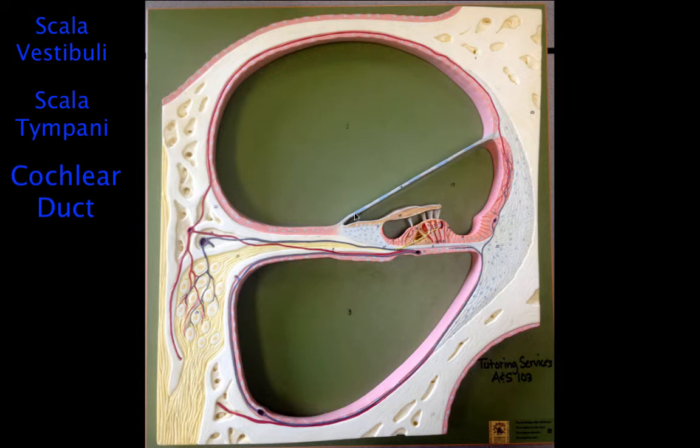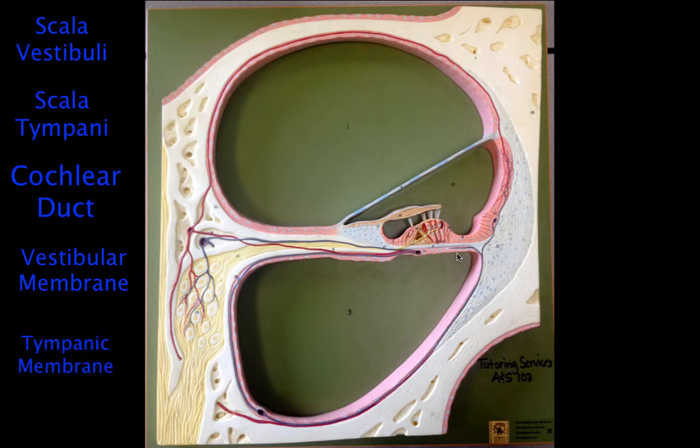Name this membrane right here. That's going to be known as the vestibular membrane. Again, it makes sense that this is called the vestibular membrane because it's connected to the scala vestibuli. Name this membrane down here. That's going to be the tympanic membrane, which again makes sense because the tympanic membrane is associated or connected to the scala tympani. Name this membrane right here. That's going to be known as the tectorial membrane.